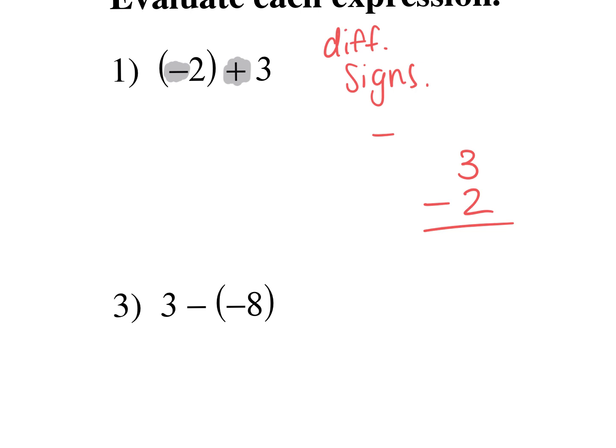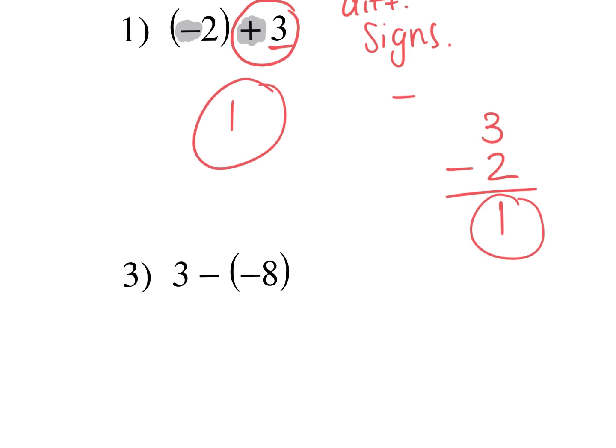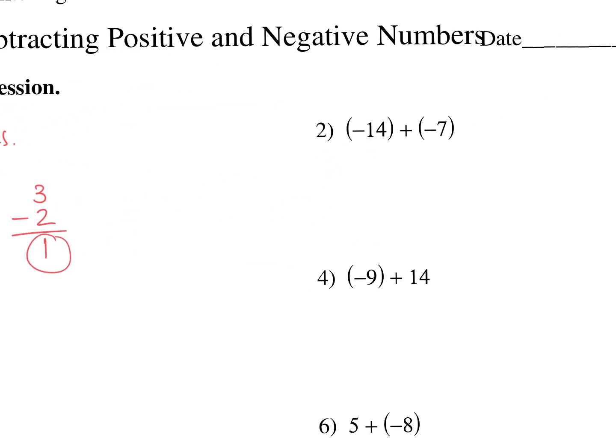So we take 3 minus 2, and that gives me 1. So I know my answer is 1, okay? But now I have to ask myself, is it a positive 1 or a negative 1? And that depends on which of the numbers was larger. This 3 was bigger, so my answer is going to be the sign of whatever the 3 was. So the 3 was positive, so my answer is a positive 1. Let's do the next one.